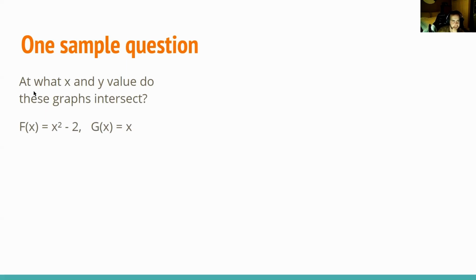This one's a little bit simpler. So at what x and y values do these graphs intersect? So our x value would be -1 and our y value would be -1. So that would be one of the answers, -1 for x, -1 for y. Another one would be 2 for x and 2 for y.